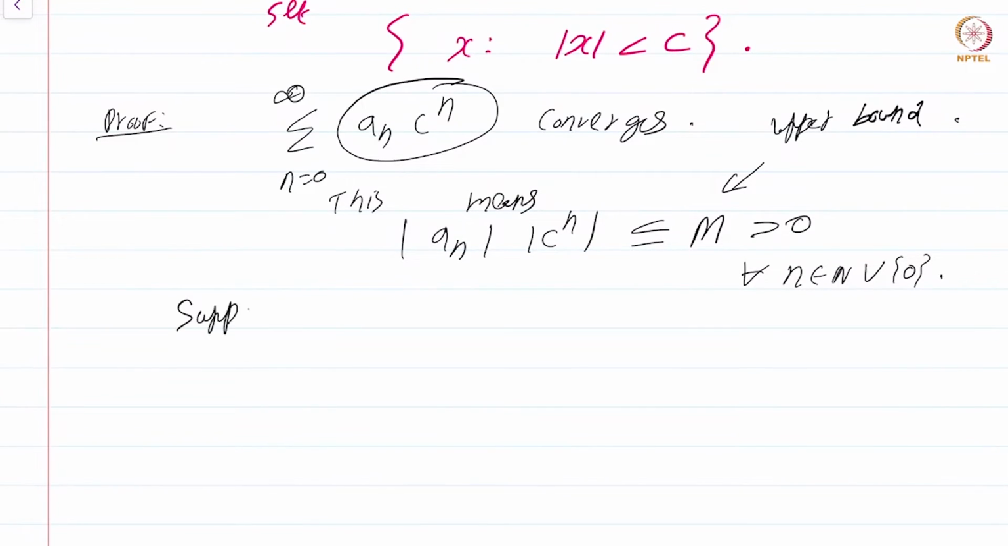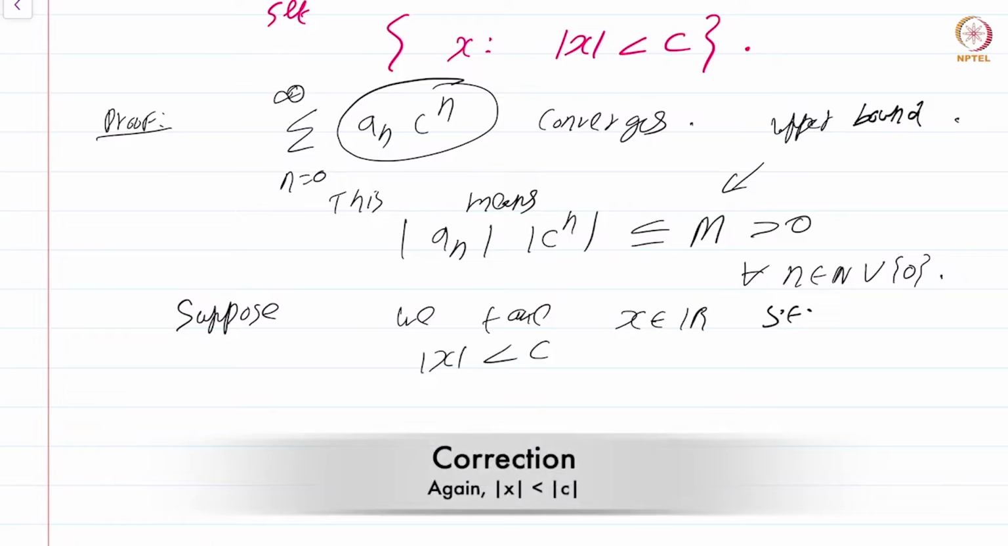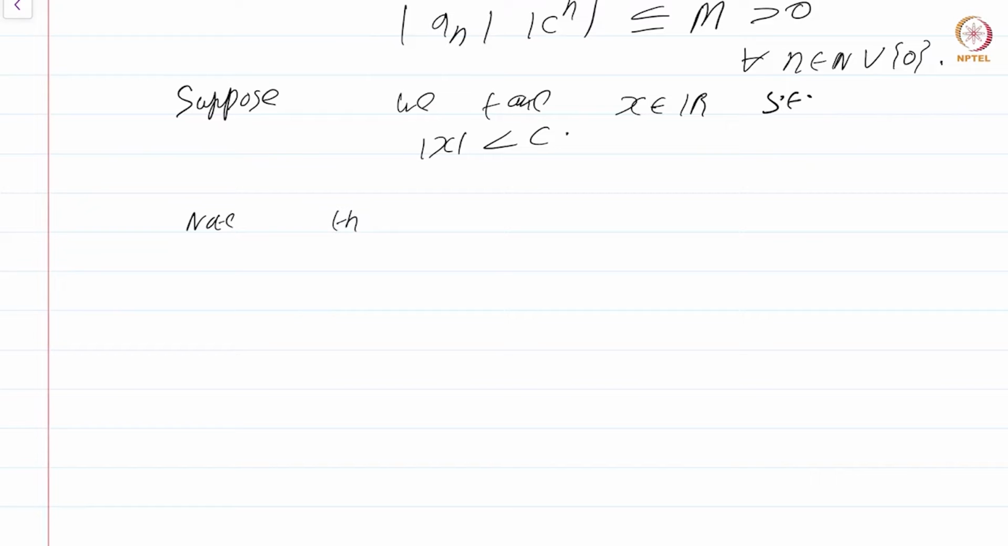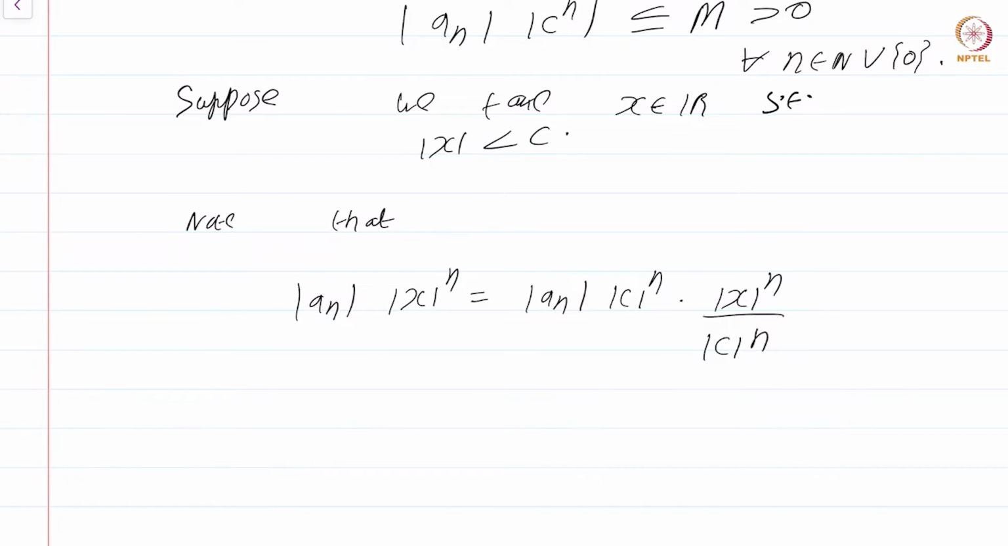Well, suppose we take x in R such that mod x is less than mod c. Suppose we take a point x in R whose absolute value is less than c. Now note that mod a_n mod x^n is in fact equal to mod a_n c^n times mod x^n by mod c^n. I've just multiplied and divided by mod c^n. And by our assumption that mod a_n c^n is less than or equal to M, we get less than or equal to M times (mod x by mod c) to the power n.